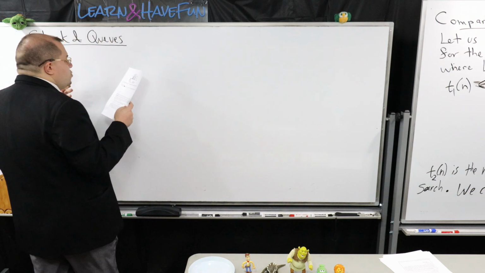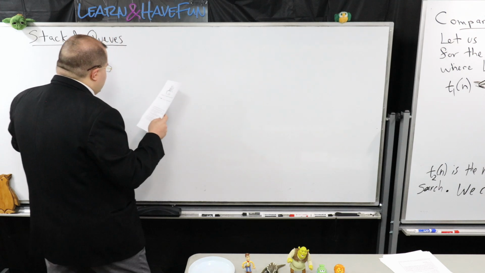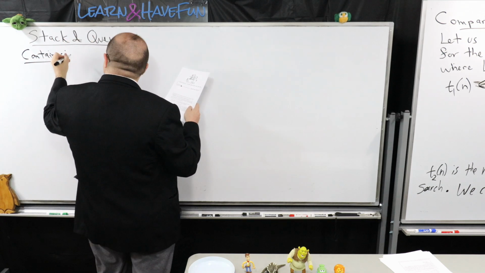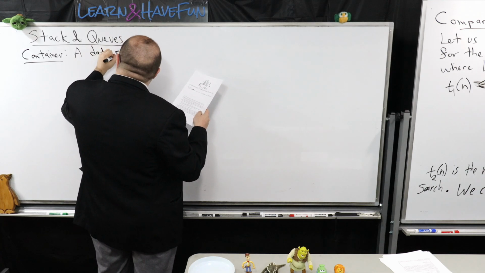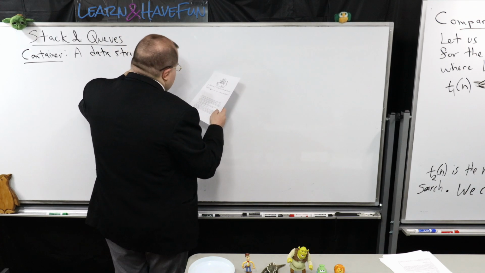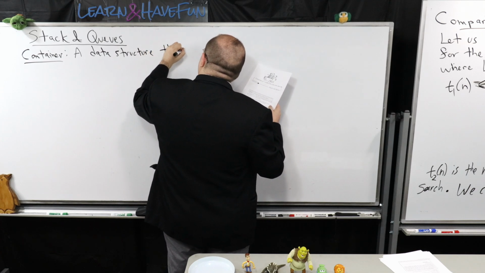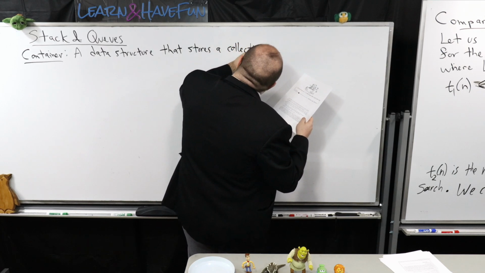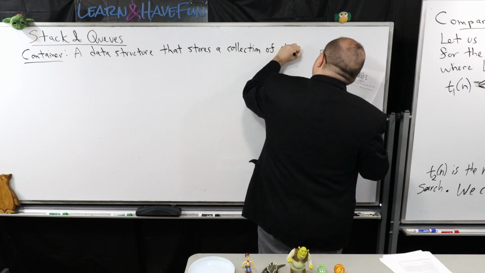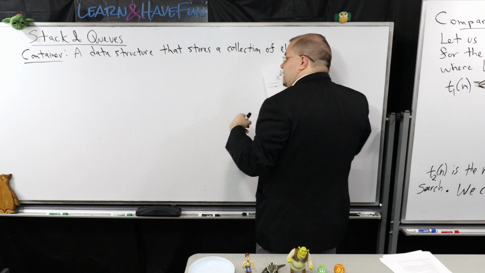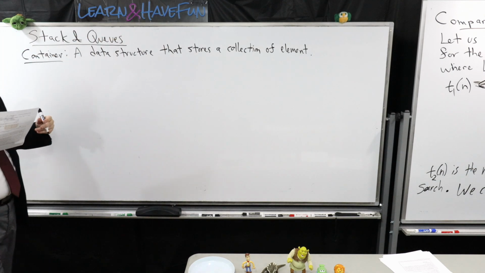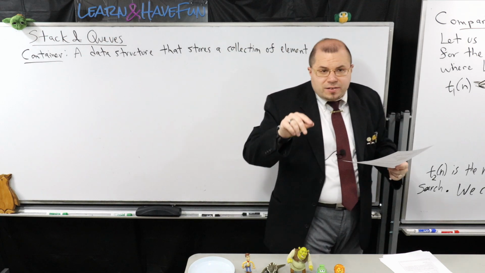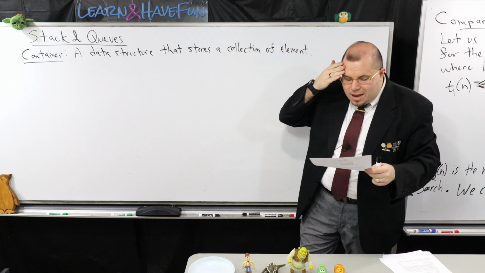We're going to be talking about two kinds of things called containers. A container is a data structure that stores a collection of elements. We're going to study two different kinds of containers the next couple of lectures. Stacks and queues are two such containers, and they're very effective for modeling some basic procedures and different kinds of processes.